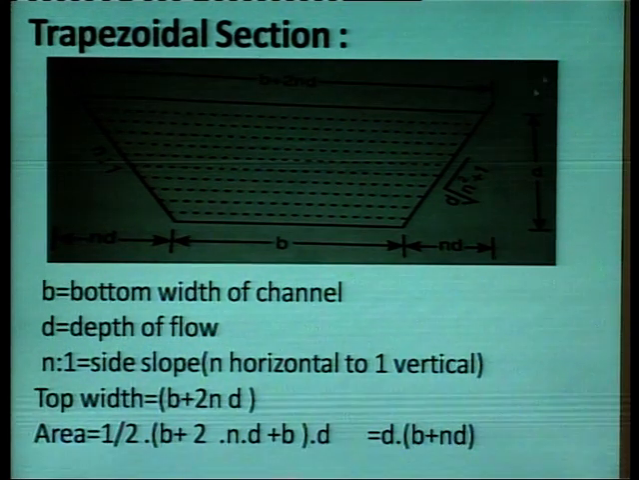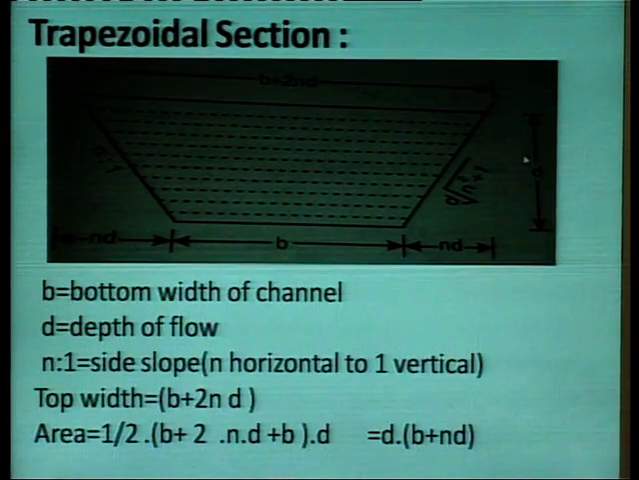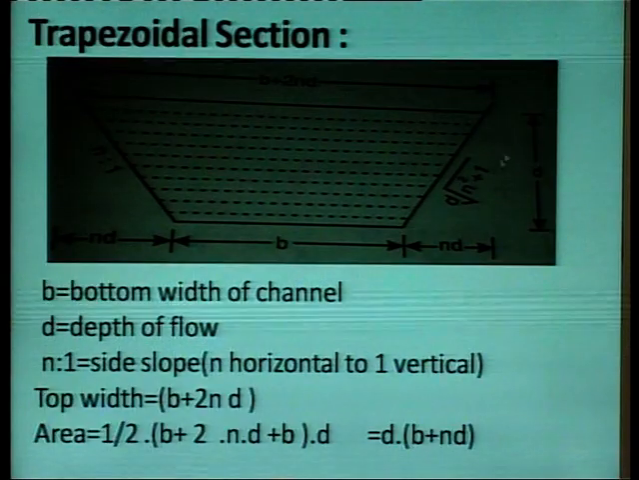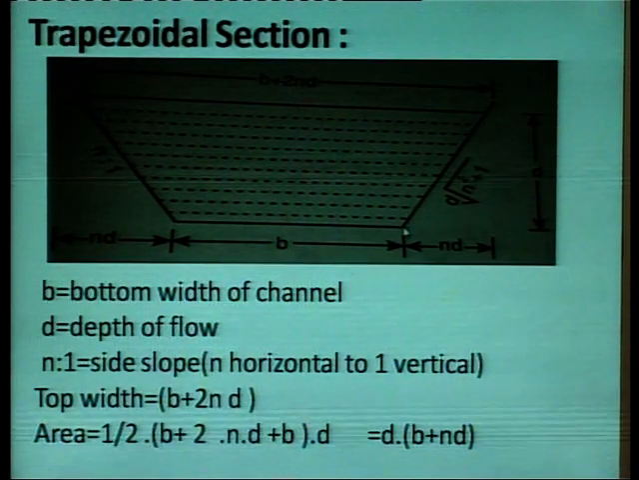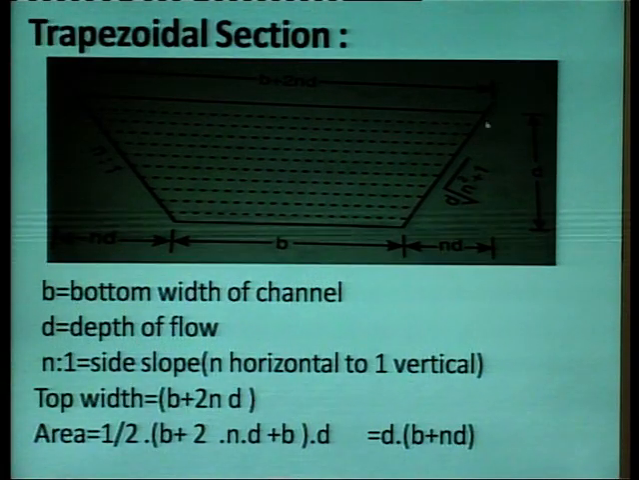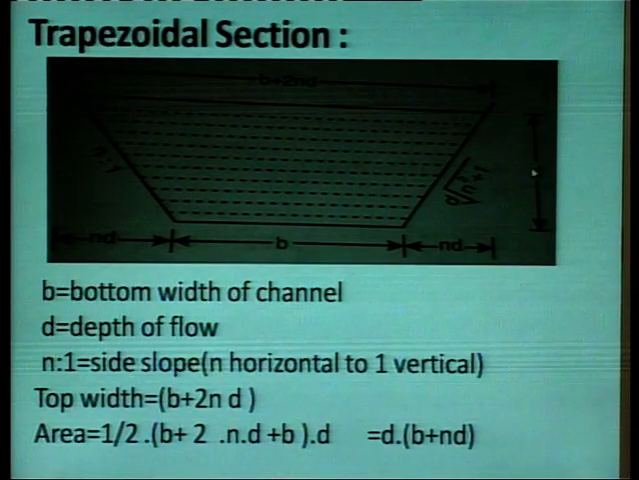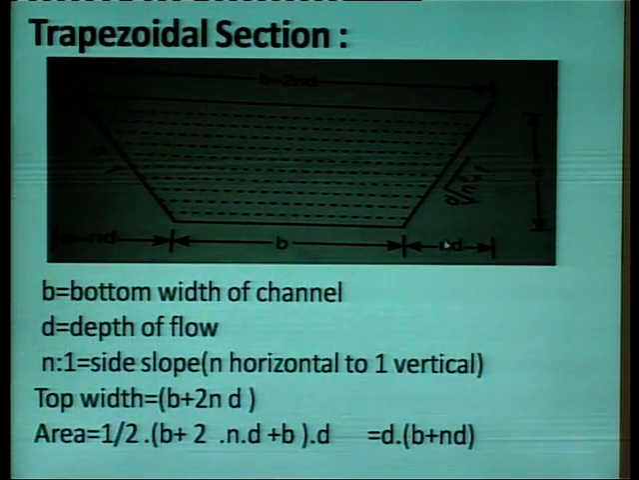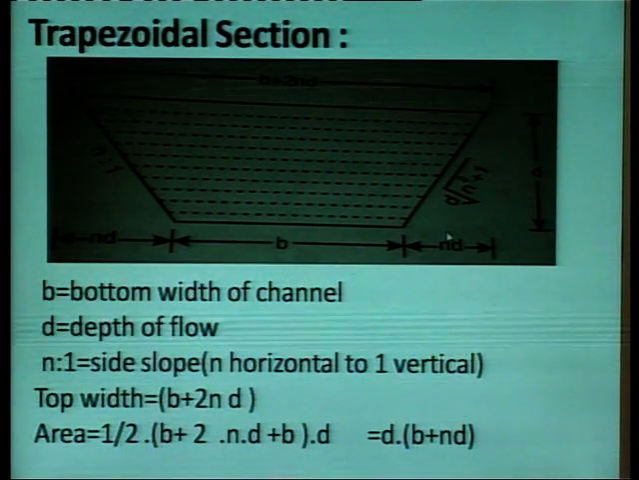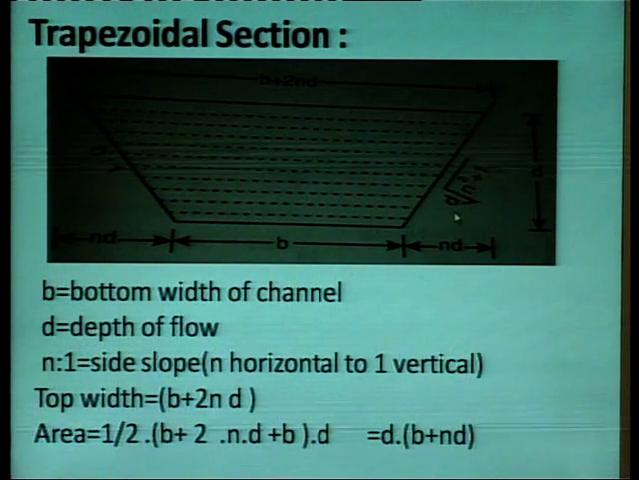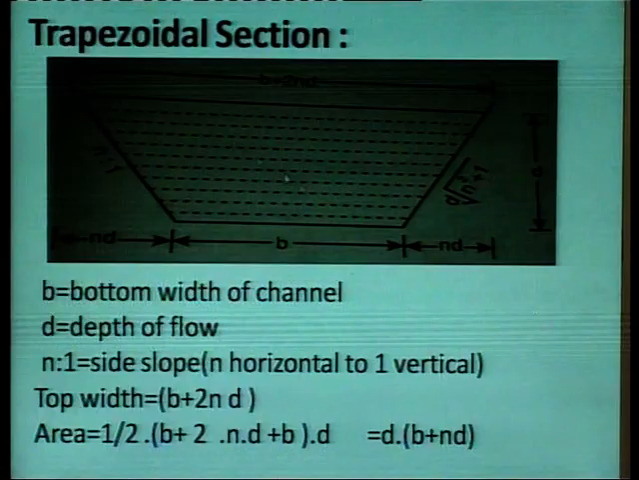Now, this is a trapezoidal section having the width B and the depth D. This is a base to depth ratio of n equal to 1. Now, we calculate this length. This length is equal to the square root of this length squared plus this length squared, meaning the square root of d square plus nd square, which comes out to be d multiplied by the square root of n square plus 1.